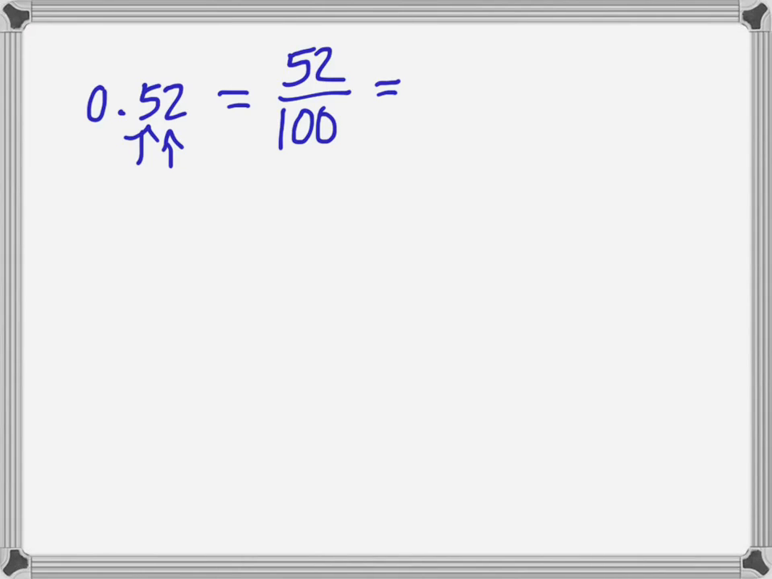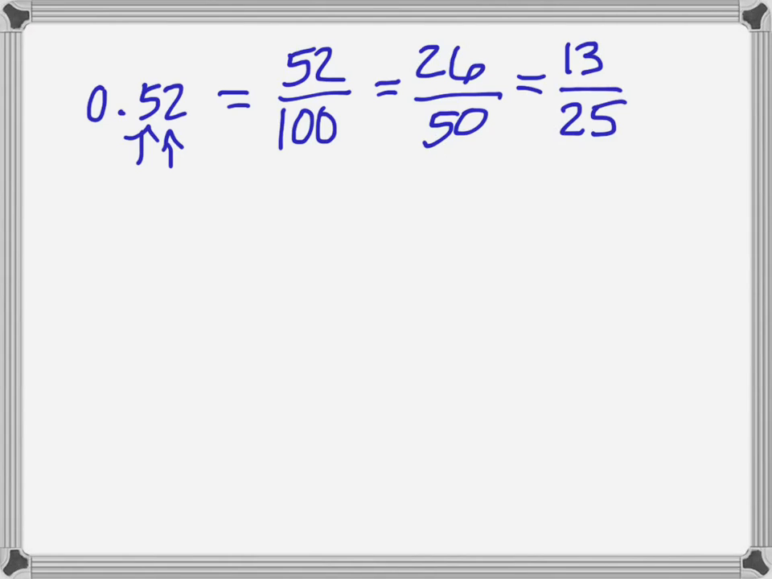All right, so 52 is divisible by 2. That's 26. And 100 is divisible by 2. And dividing, I get 50. And it looks like I can go one step further. Still checking for 2's and 5's. 26 can be divided by 2. And so can 50. All right, so my final answer would be 13 25ths. And I can stop since 13 is not divisible by 2 or 5.